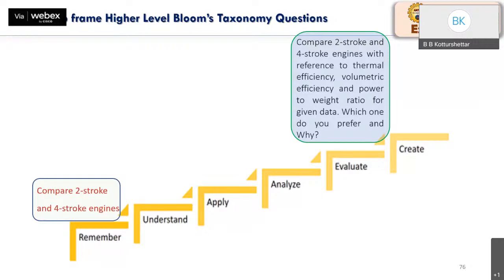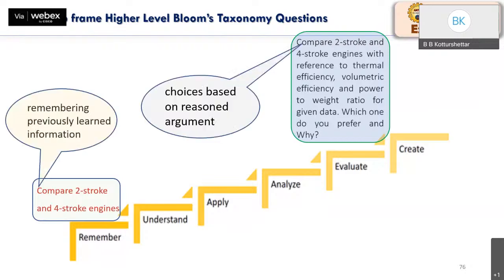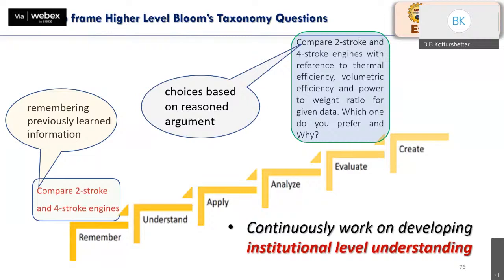And when something is evaluated, some criteria has to be used. So here you are comparing the 2 and 4-stroke engines with reference to thermal efficiency, volumetric efficiency, and power to weight ratio. So those are the criteria on which you are evaluating the two engines. Explanation.